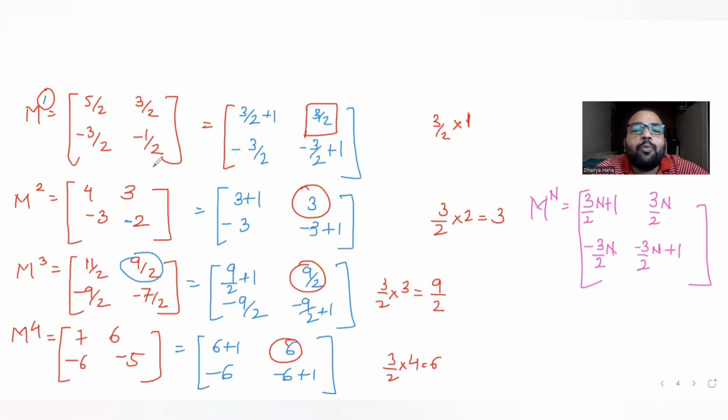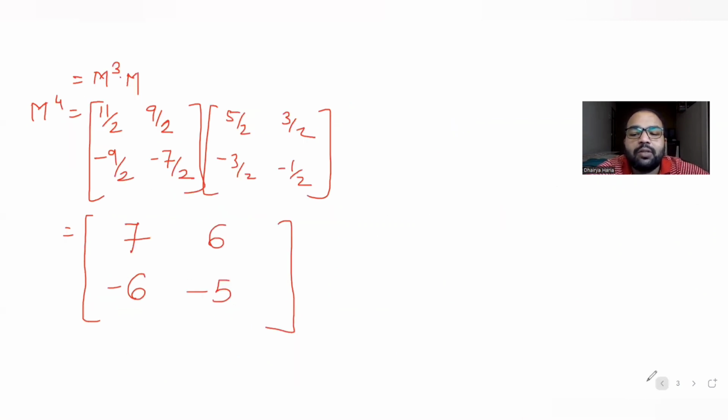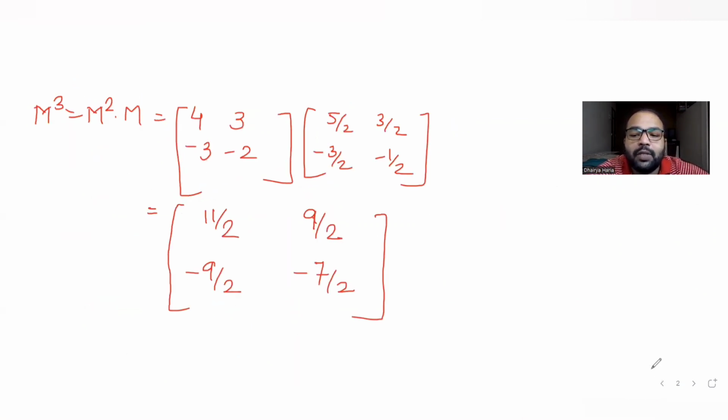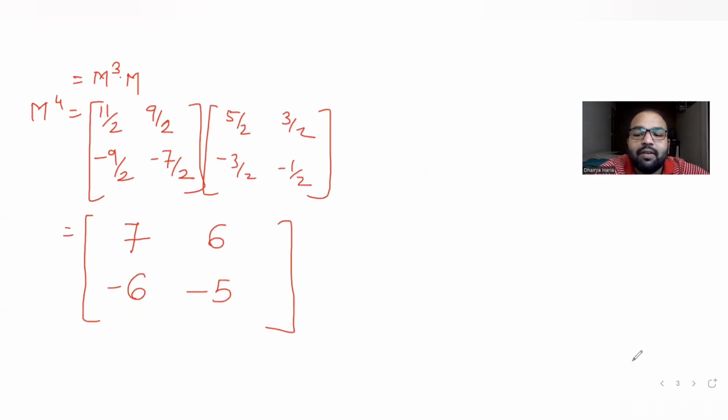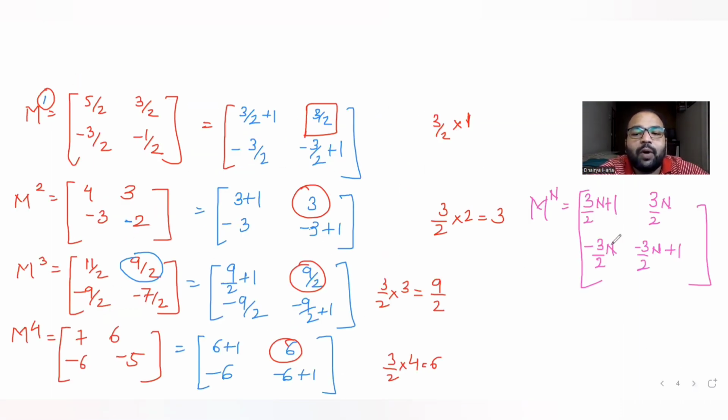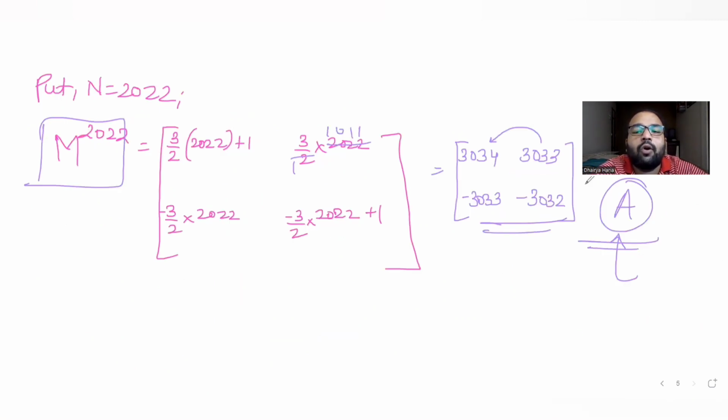So basically, I hope you understand how to solve this type of question. First we figured out three or four matrices by keeping different powers, and then we tried to find the pattern. Once we found the pattern, we found m raised to n, and just putting n as 2022, I got the answer to this question as A.